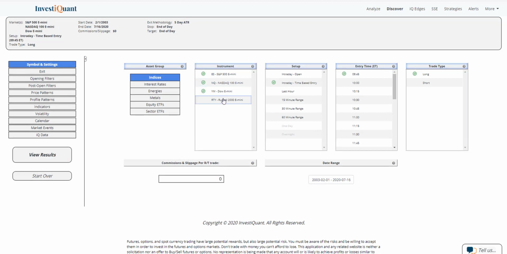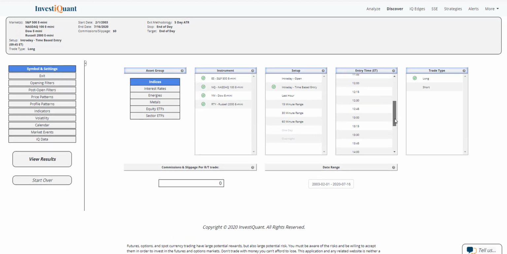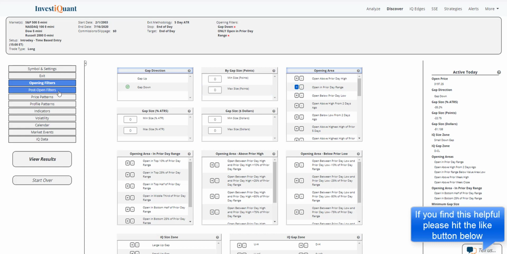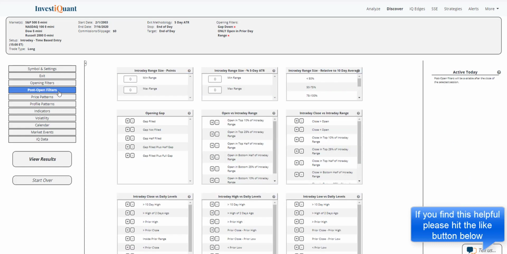We will use all four instruments. The entry time is going to be 3 p.m. Eastern time. It'll be set up as a long exiting at 4:15 p.m. Eastern time. The opening filter we're going to use is gapping down within the prior day range. And then I'm going to go on the post-open filters and build out this price action that we've seen where the market has not filled its gap, but it's trading in the top quartile of its range. So right now we're trading up near the highs.